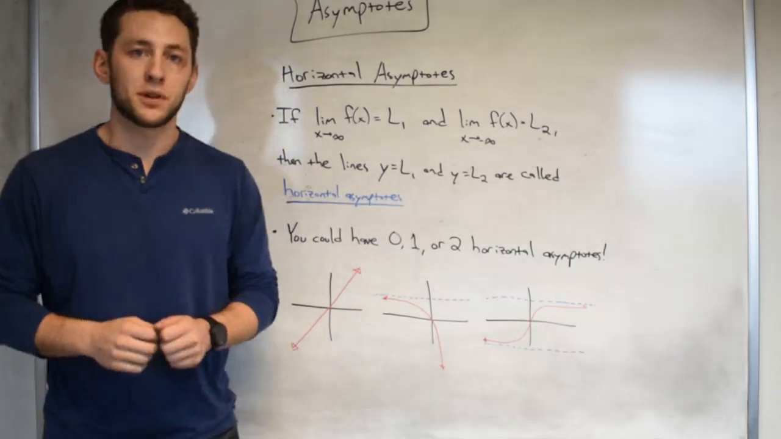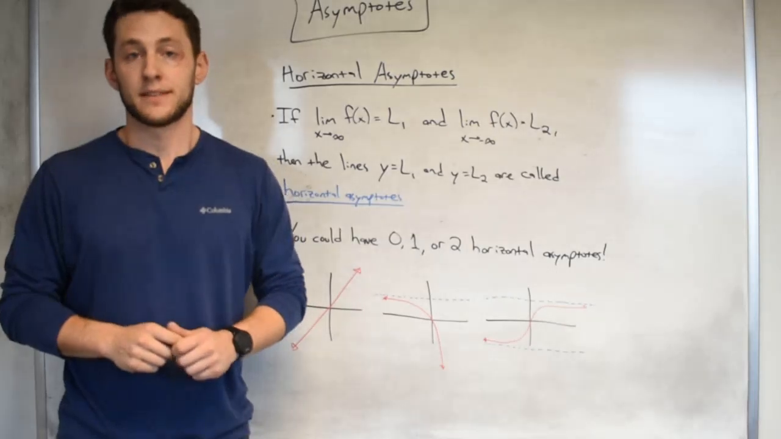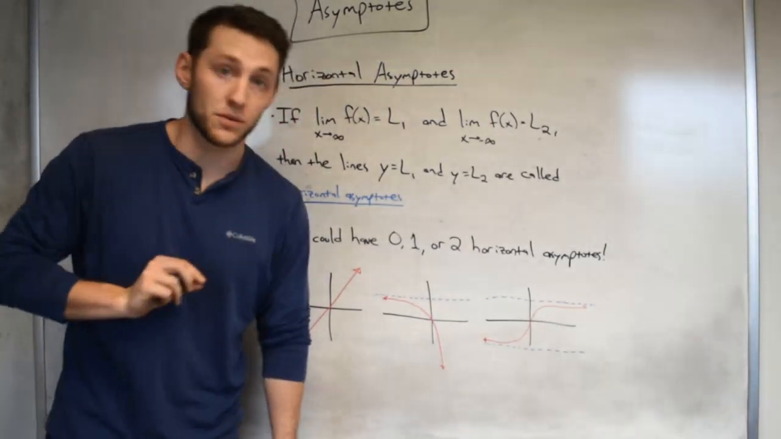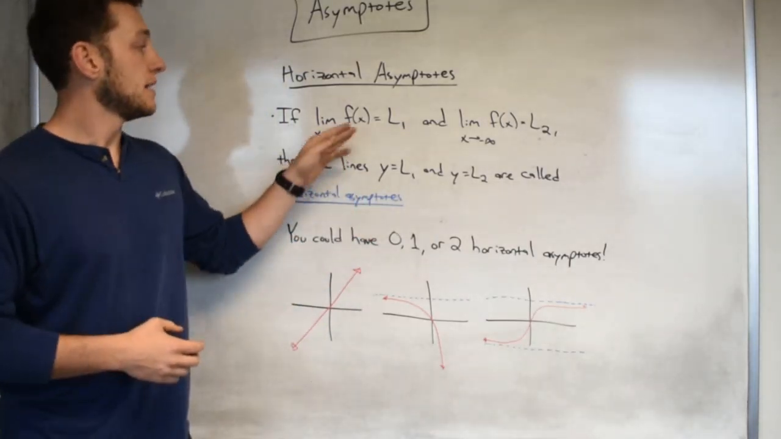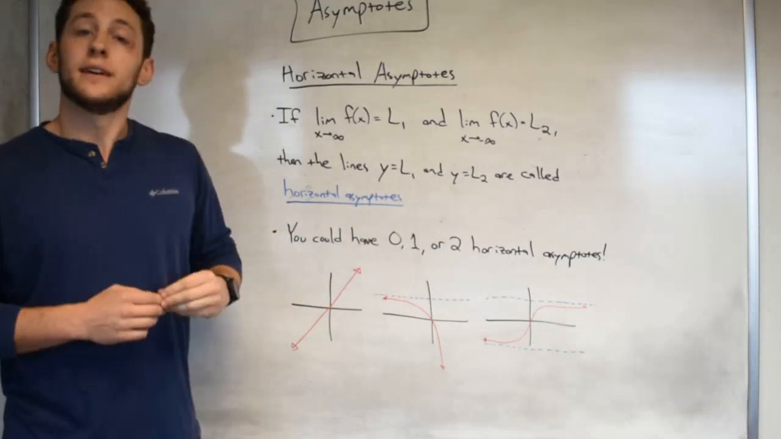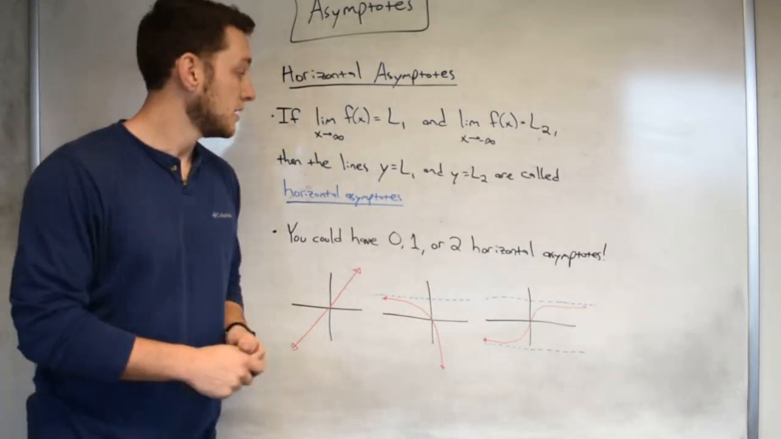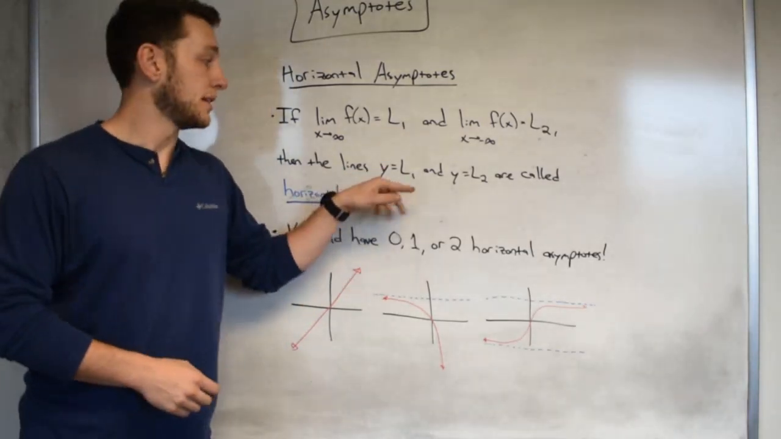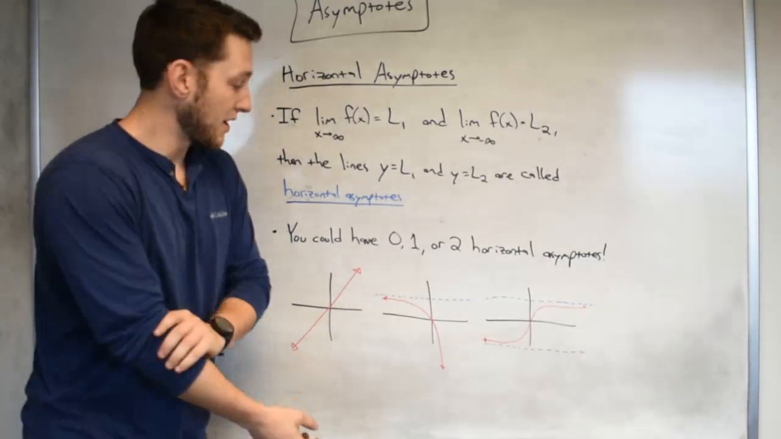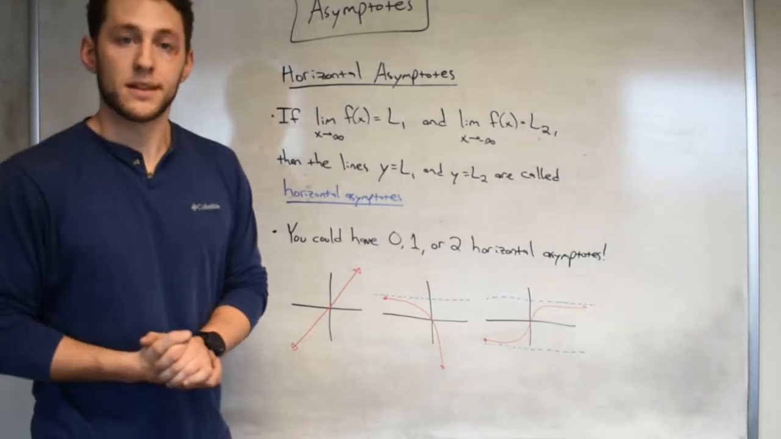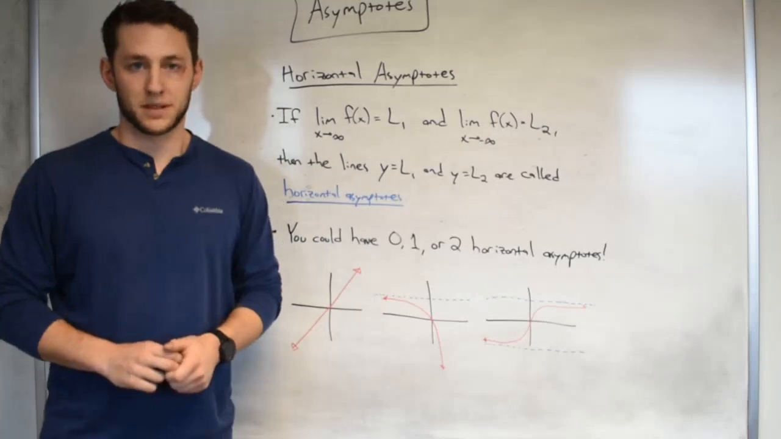Now, as you might have noticed in the previous example, these limits as we approach infinity look a lot like horizontal asymptotes. And indeed, that is actually how we define horizontal asymptotes. If the limit of f of x as x approaches infinity equals some y value L1, and the limit as we approach negative infinity of our function equals some y value L2, then the lines y equals L1 and y equals L2 are called horizontal asymptotes. This is just a fancy way of saying, hey, these lines are horizontal asymptotes. Now, interestingly enough, you may have 0, 1, or 2 horizontal asymptotes.